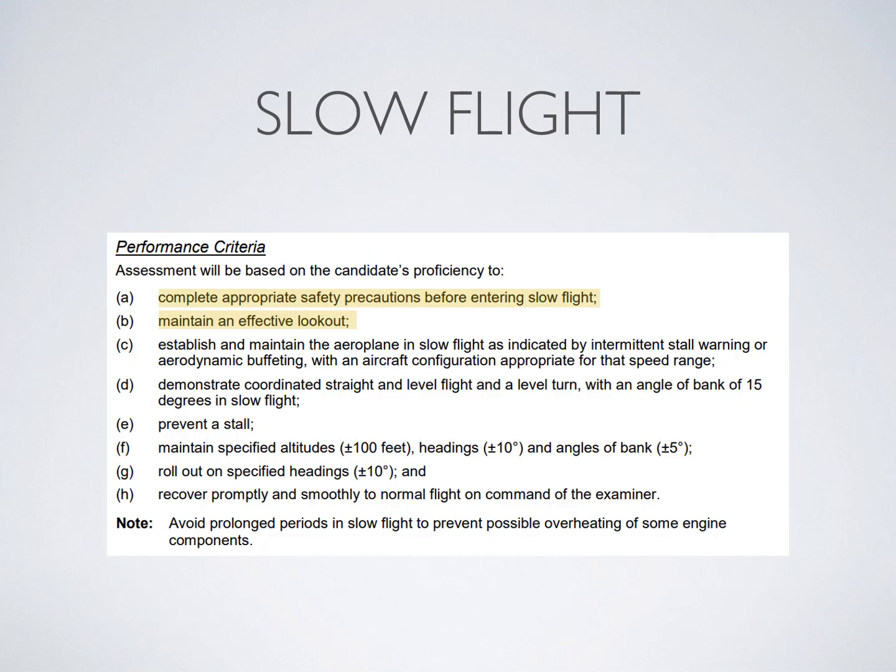For the rest of the performance criteria, you've done your safety lookout, now you have to demonstrate straight and level flight in slow flight at the configuration determined by the examiner, prevent a stall, and then execute one turn with an angle of bank of 15 degrees in slow flight.